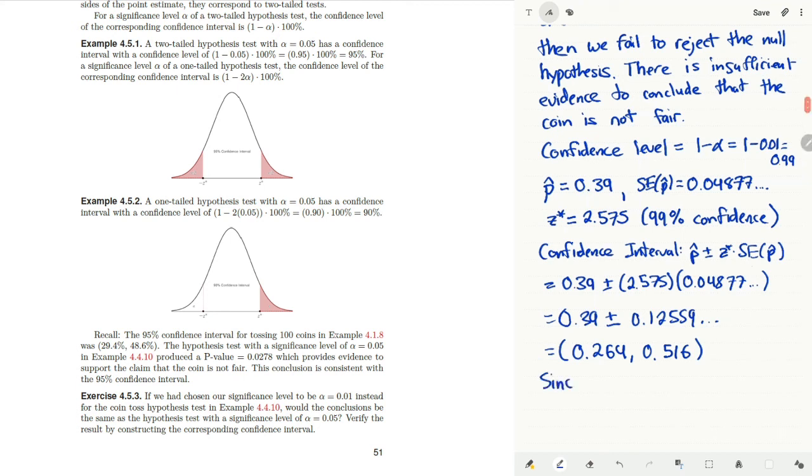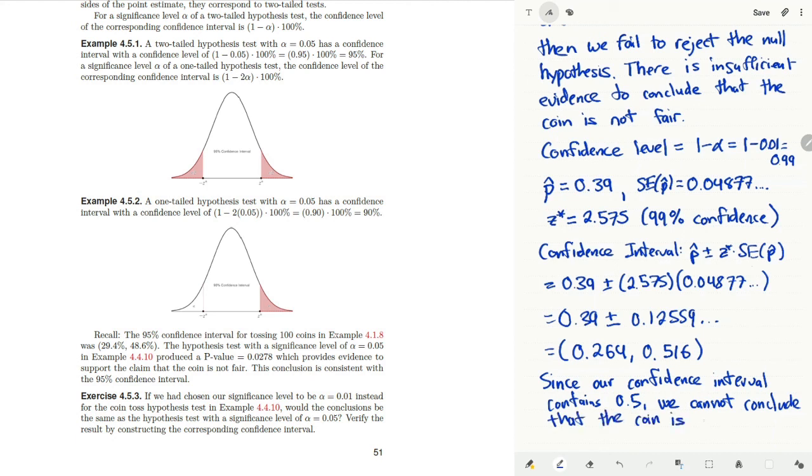So since our confidence interval contains 0.5, we cannot conclude that the coin is not fair. And this is the same conclusion as the 1% significance level hypothesis test.